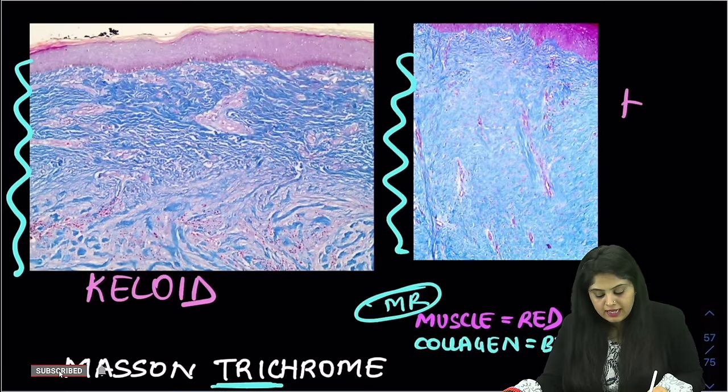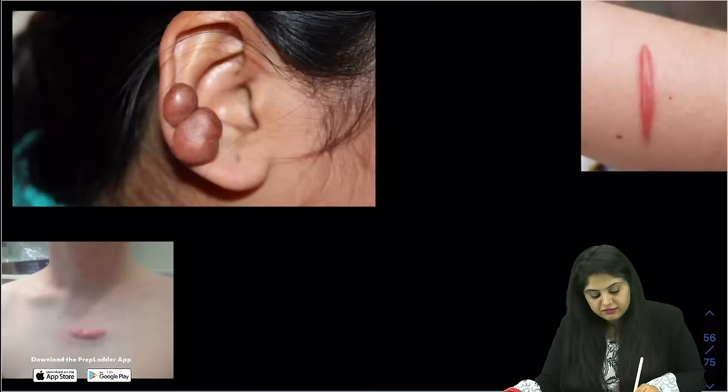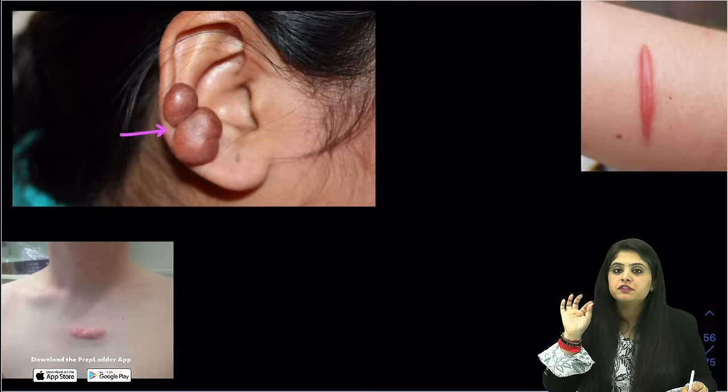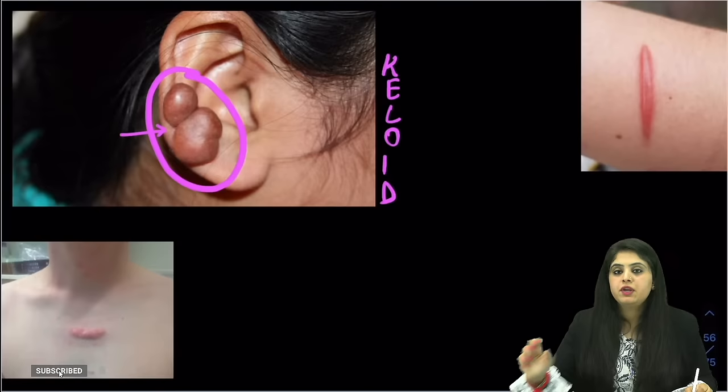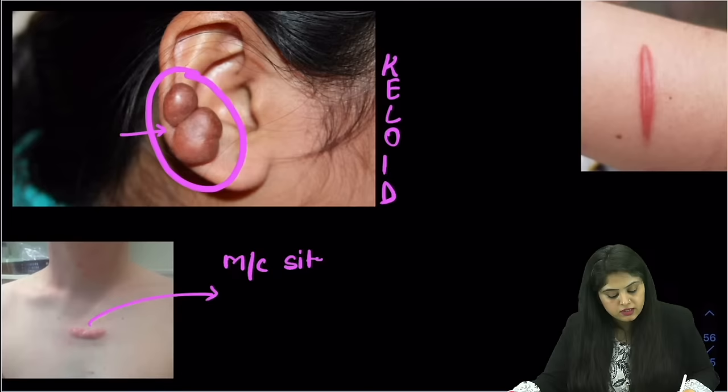Now, look at this. First I'll come to the clinical, then I'll take you back to the picture. This picture will be given to you with an ear piercing or some body piercing kind of history, and then they'll show you this. This is a classical keloid. There are two questions on keloid which come every year, or every alternate year. What is the most common site of a keloid? The most common site is going to be the sternum, as you can see.